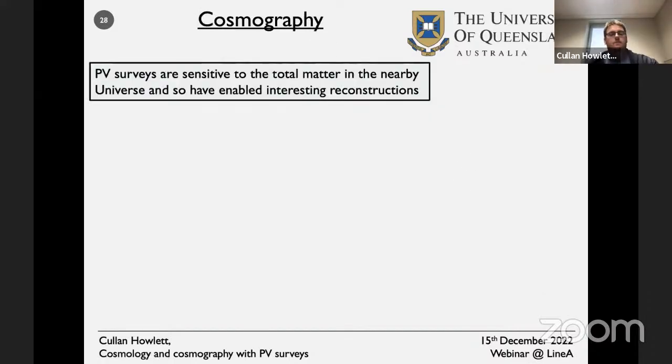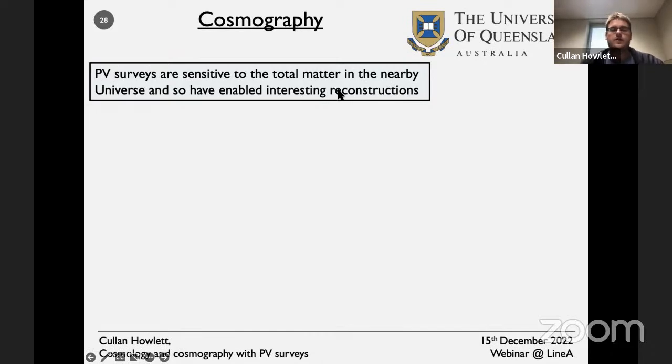Okay, so moving on from cosmology, I want to spend a few minutes talking about cosmography. So peculiar velocity surveys, because they're sensitive to the total matter in the nearby universe, enable us to produce some really interesting reconstructions of our nearby universe. This is not cosmology in the traditional sense, but it's kind of cool because you can use these maps just for cartography, just like the ancient sailors were interested in mapping the Earth. We can also try and do the same thing with mapping the nearby universe.